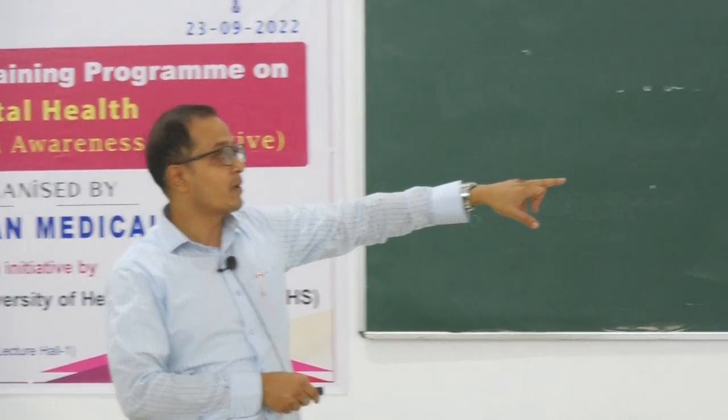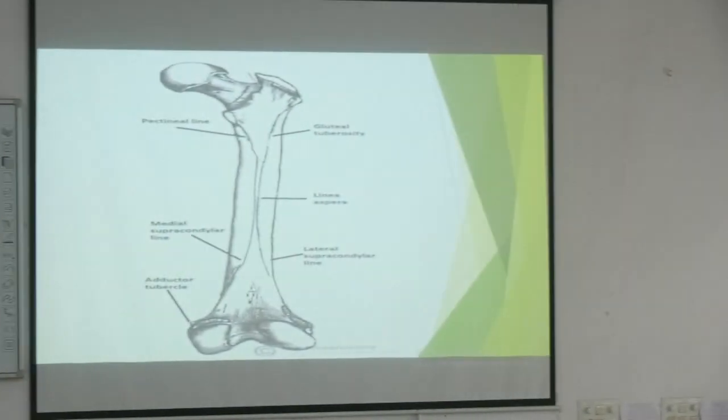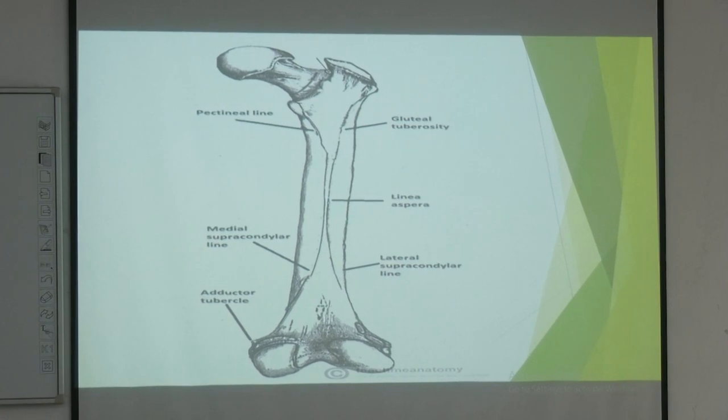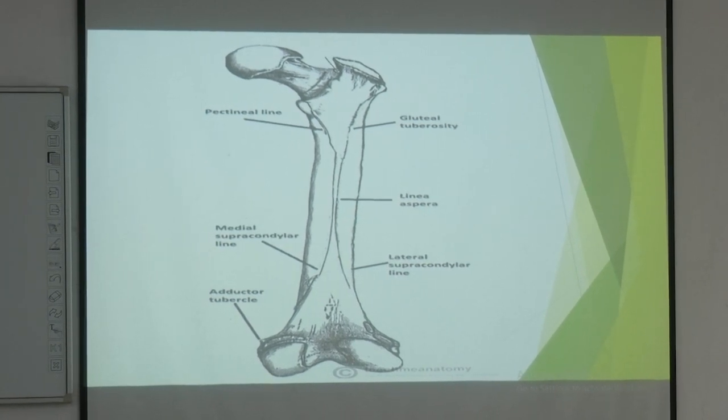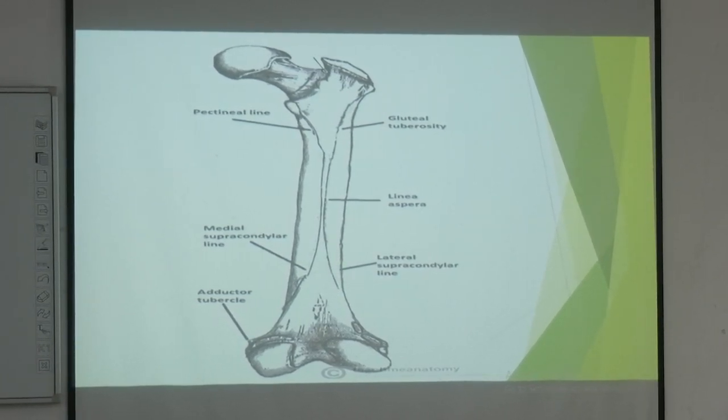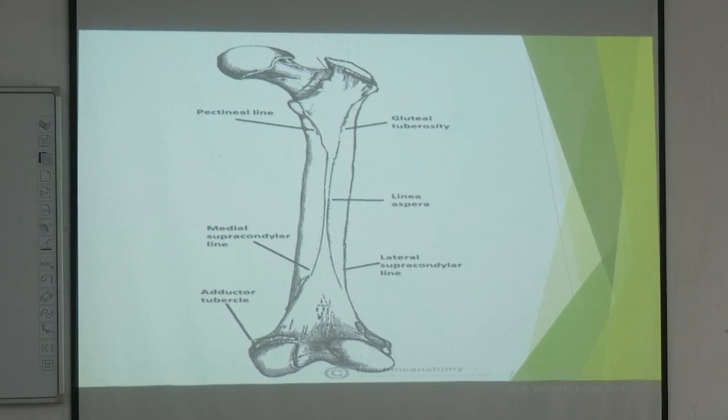So this linea aspera, which is the projected or elevated posterior border, has two lips, which we call the medial lip and the lateral lip of the linea aspera. It is predominantly projected in the middle portions of the shaft and the upper part of the shaft. Now you see that the linea aspera has two lips: one is the medial side, one is the lateral side.